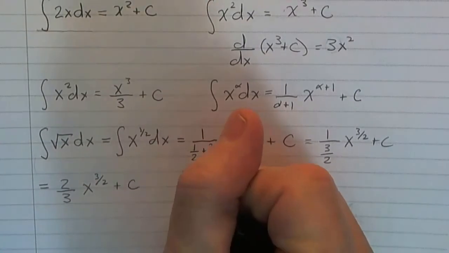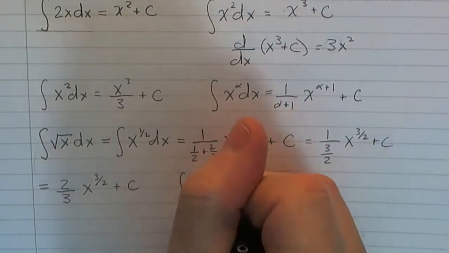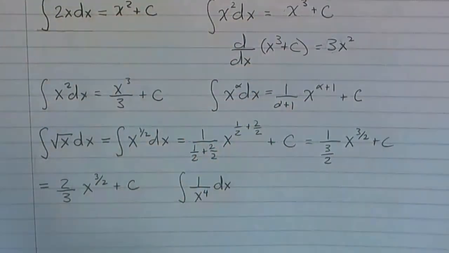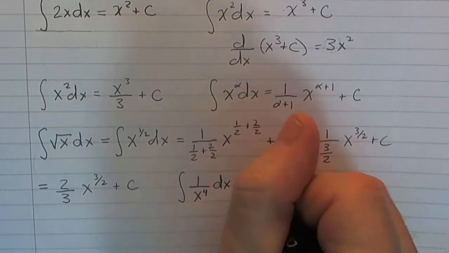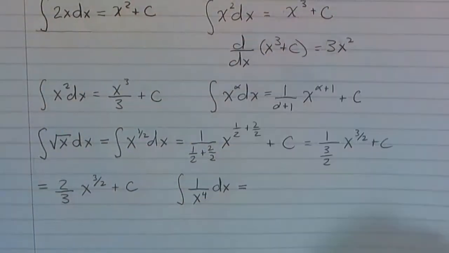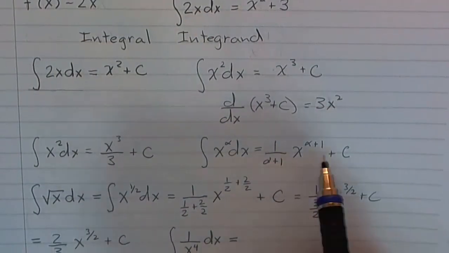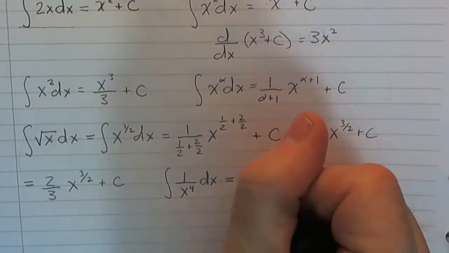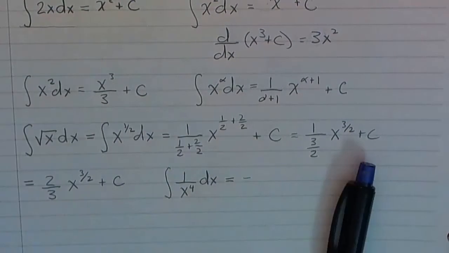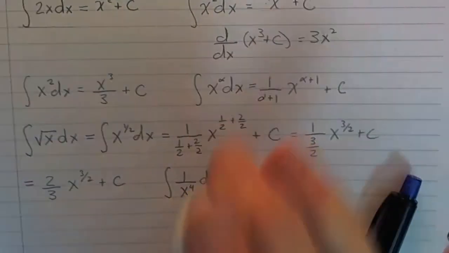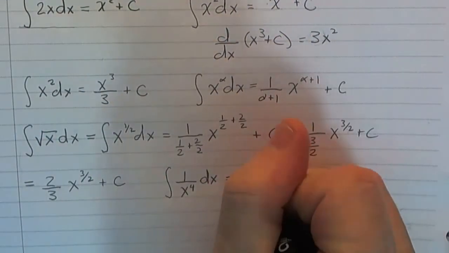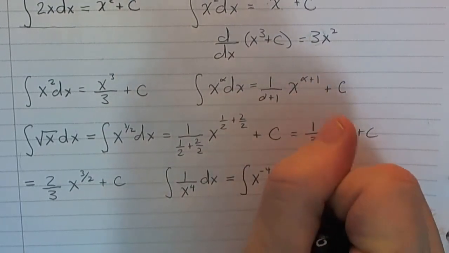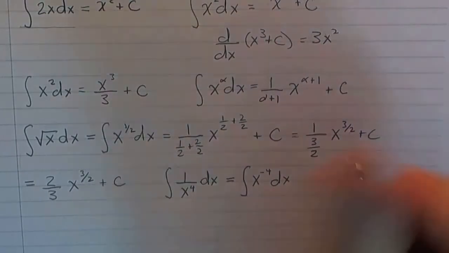Now let's look at some others. Let's suppose that we've got 1 over x to the 4th. Well, once again, we want to use this power rule for integration. We want to use this idea right here. So I need to write this as an exponent in the top. I don't know how to deal with this in the bottom other than just to move it to the top. So I'm going to write this as x to the -4 dx.